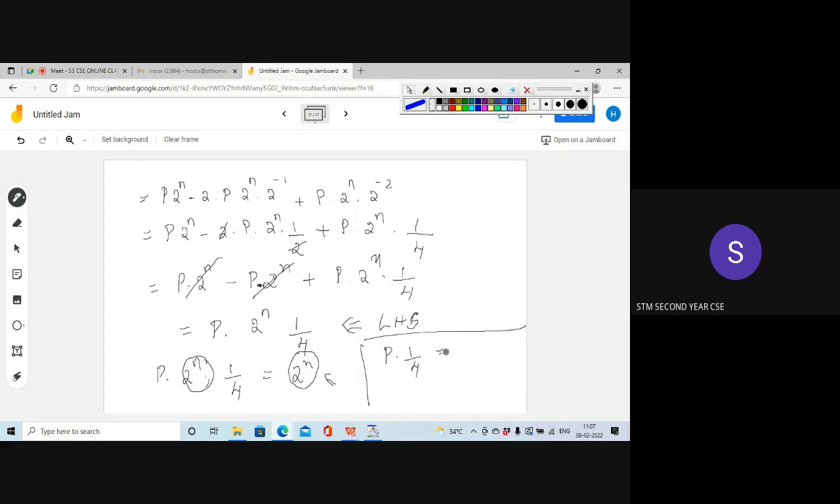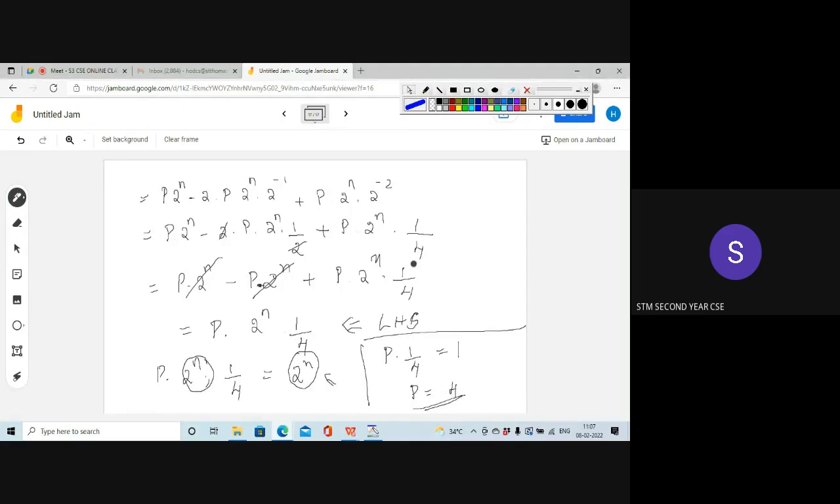So I can equate the coefficients of 2 raised to n on either side, and I can find the value of P. So what is the value of P? I'm comparing the coefficients, and by equating the coefficients, I can get the value of P. P is equal to 4, isn't it? I can bring this 4 to this side. P is equal to 4. So now I have found out the value of P.